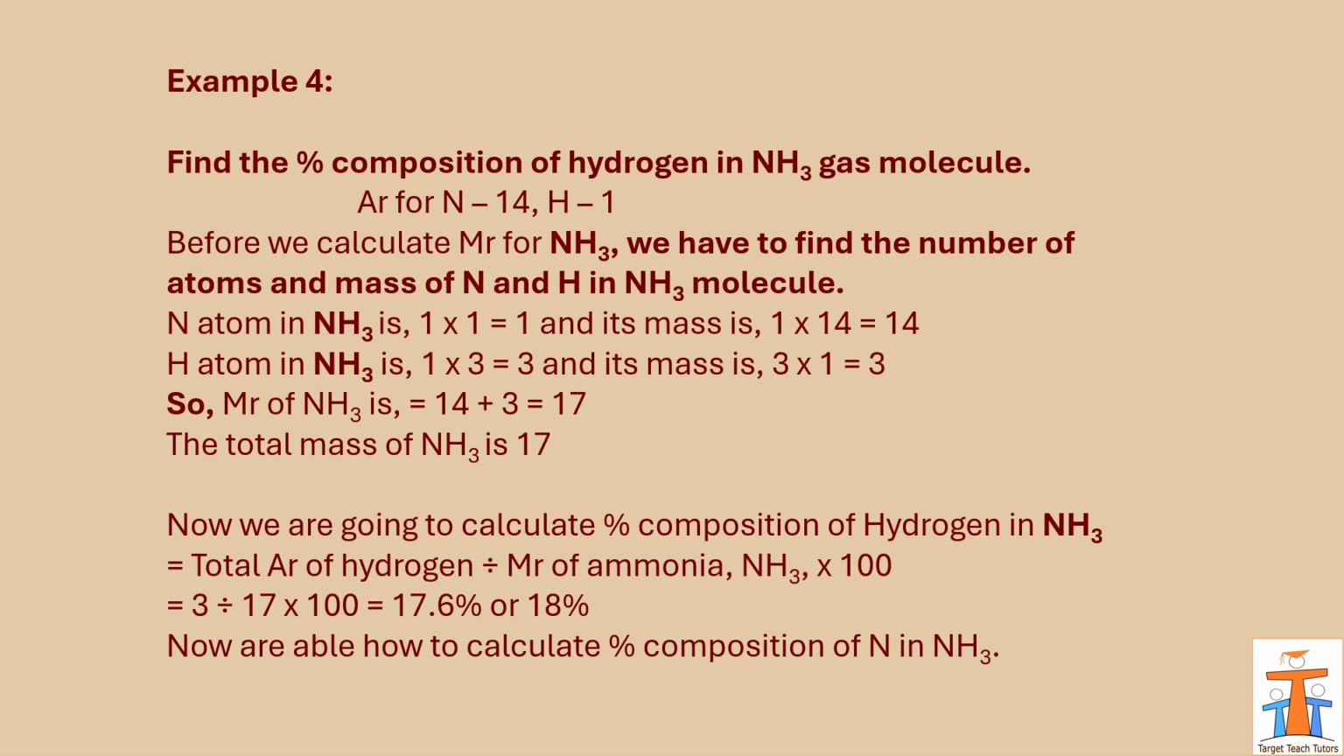Now we are going to calculate percentage composition of hydrogen in NH3. It is equal to total relative atomic mass of hydrogen divided by relative formula mass of ammonia NH3 multiplied by 100, is equal to 3 divided by 17 times 100, is equal to 17.6% or 18%. We are able to calculate percentage composition of nitrogen in NH3 molecule.